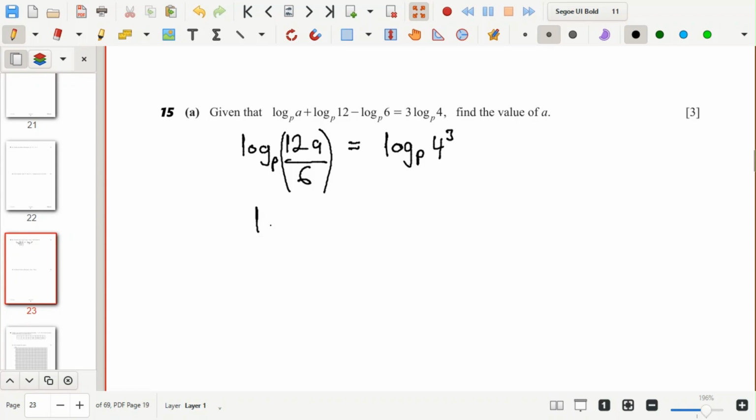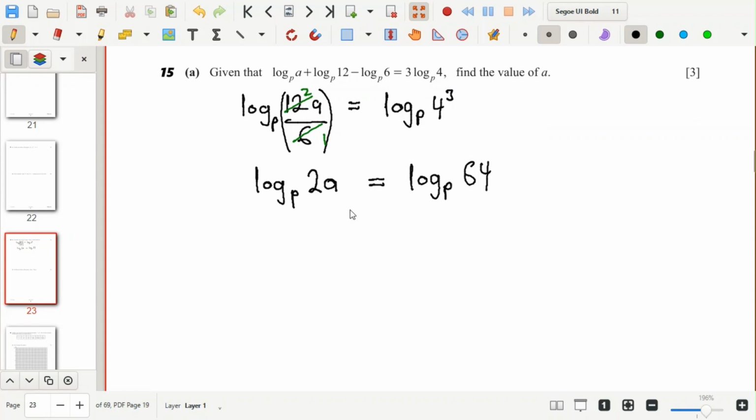So this should give me, my friends here can cross out. So okay, this is the same as 2a is equal to 64.